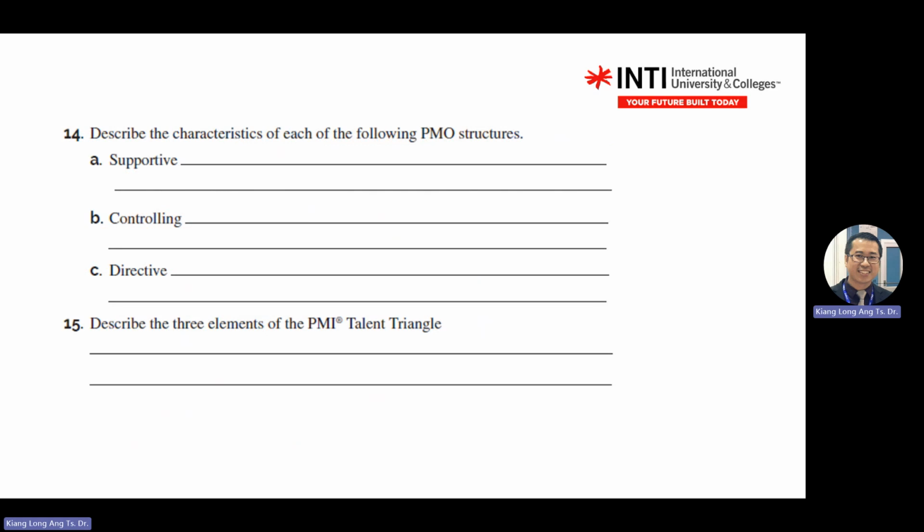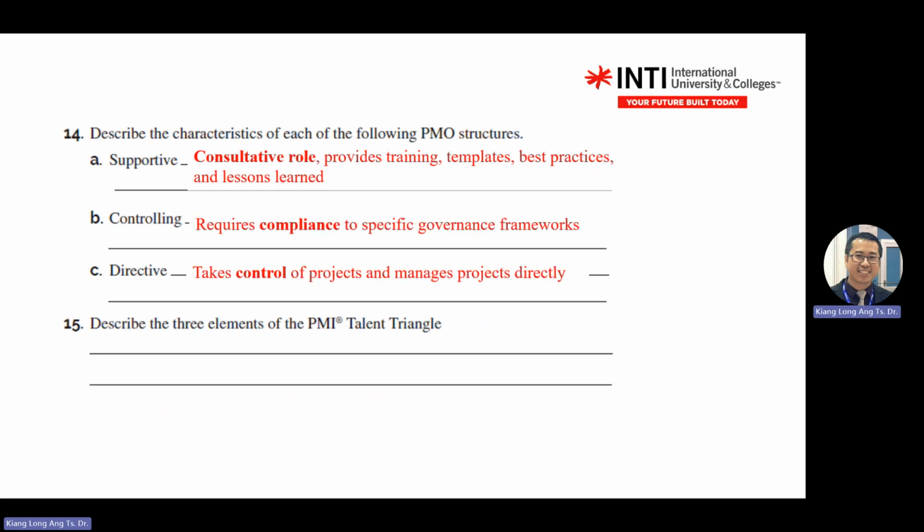14, describe the characteristics. This one is from the handbook. This one you just copy. Okay, characteristics. PMO structure means project management office or the administrator team. Supportive means a consultative role. Controlling means you need to comply with a certain framework. Directive is to take control of projects.